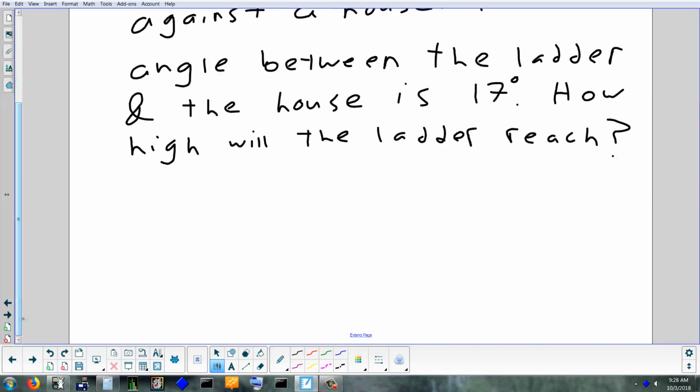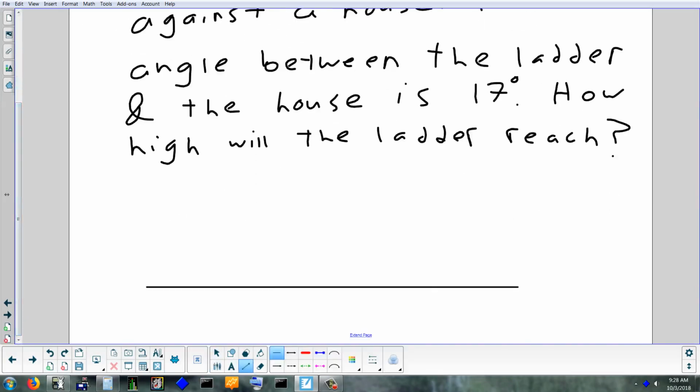So, first we need the ground. Now I made an assumption. I made an assumption the ground is flat. Maybe that's not true. But if we don't assume it's flat, then it's going to be hard to solve. So the ground is flat.